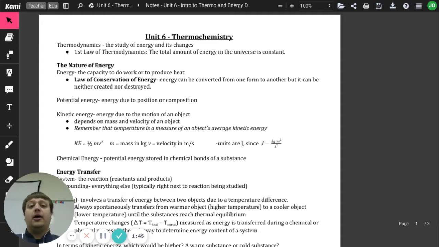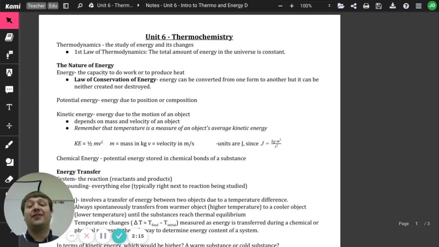Now, when we talk about energy in terms of chemistry, we do tend to focus on three types. Potential energy, which is the energy due to position or composition, so it's pretty much that stored up energy. Kinetic energy, which is the energy in motion. And again, when we're talking about kinetic energy, that's typically going to be temperature, because remember, temperature is the average kinetic energy.